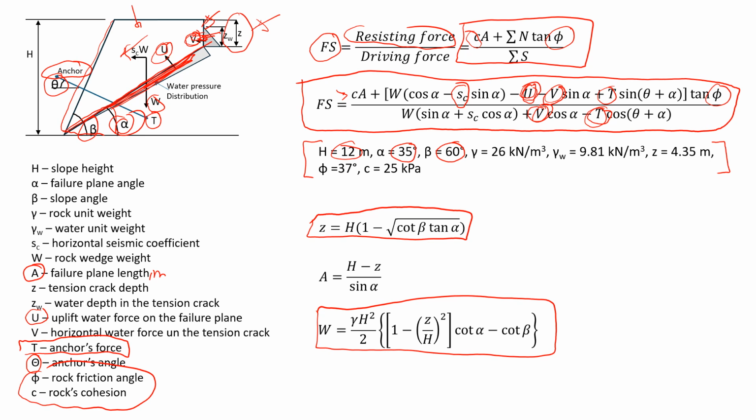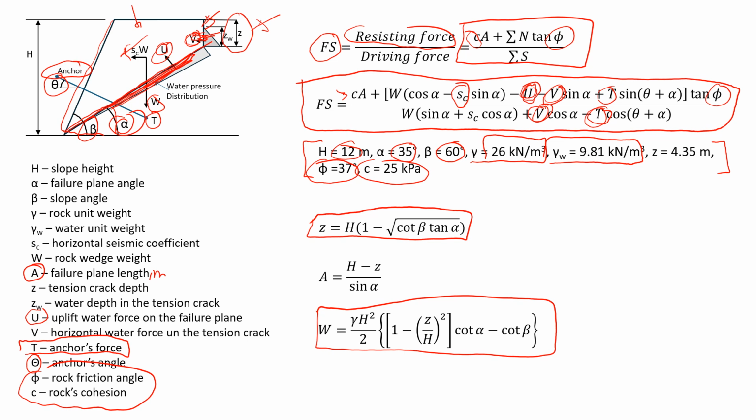We also know characteristics of the rock mass. Average unit weight is 26 kilonewton per cubic meter. We also know the friction angle of the rock mass is 37 degrees, and cohesion, not very high, is 25 kPa. And it's known already that the unit weight of water is 9.81 kilonewton per cubic meter.